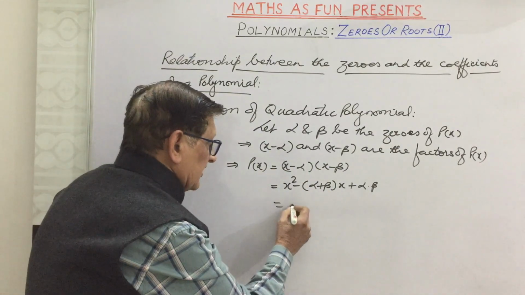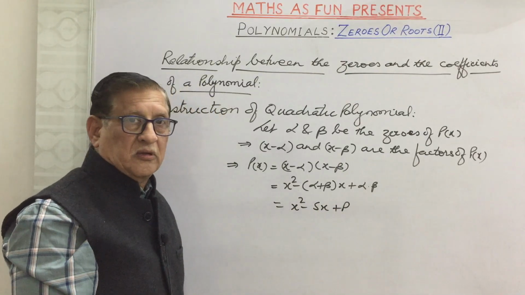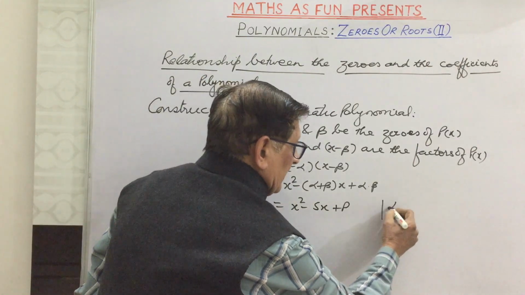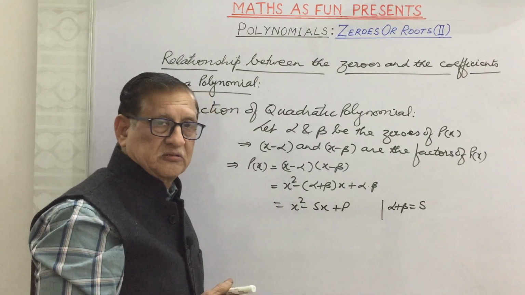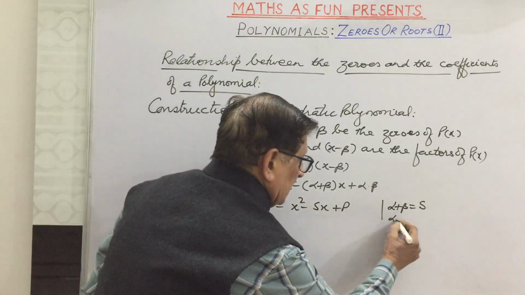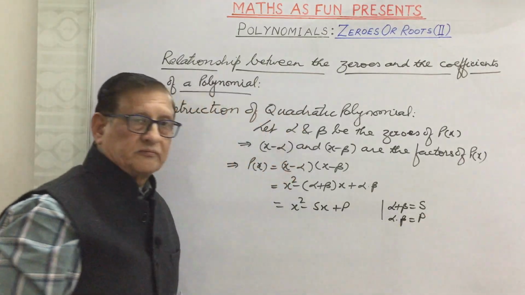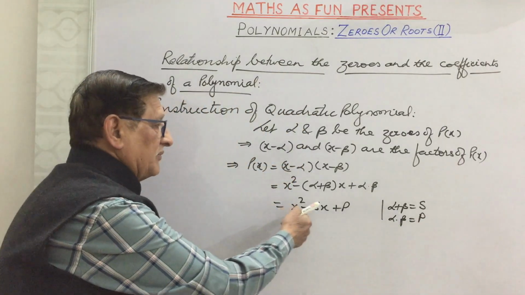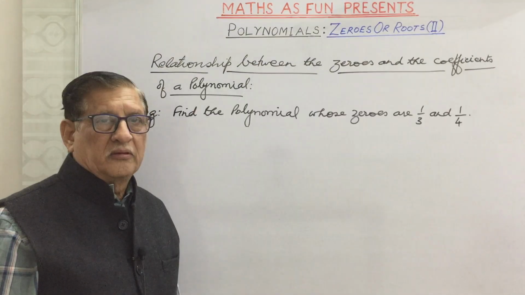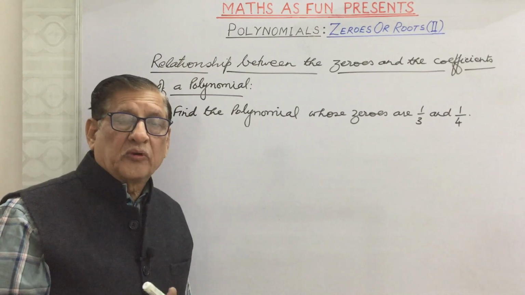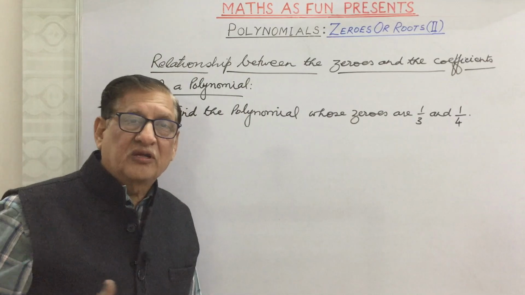We can also write this as x square minus Sx plus P, where alpha plus beta is the sum of the zeros, which we write by capital S, and alpha into beta is the product of the zeros, so we write this as P. x square minus Sx plus P is the polynomial. We will discuss now one problem based on the construction of a quadratic polynomial whose zeros are given to us.